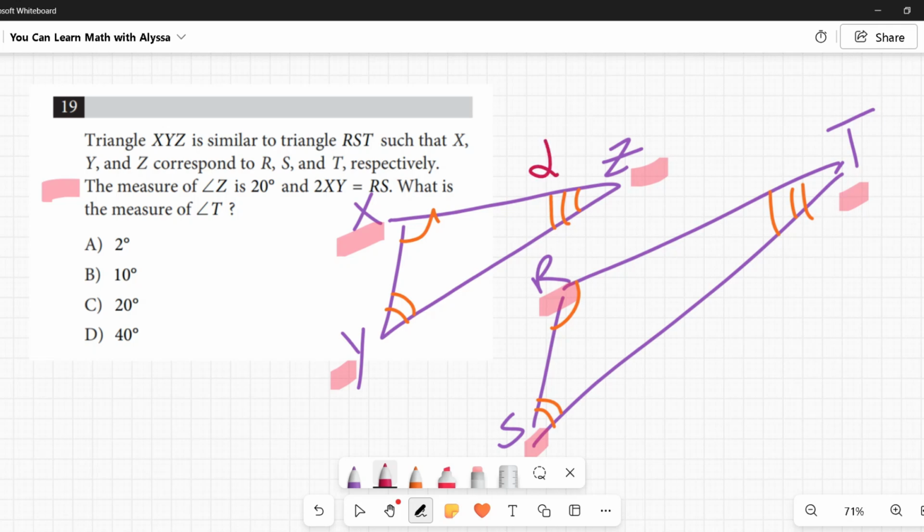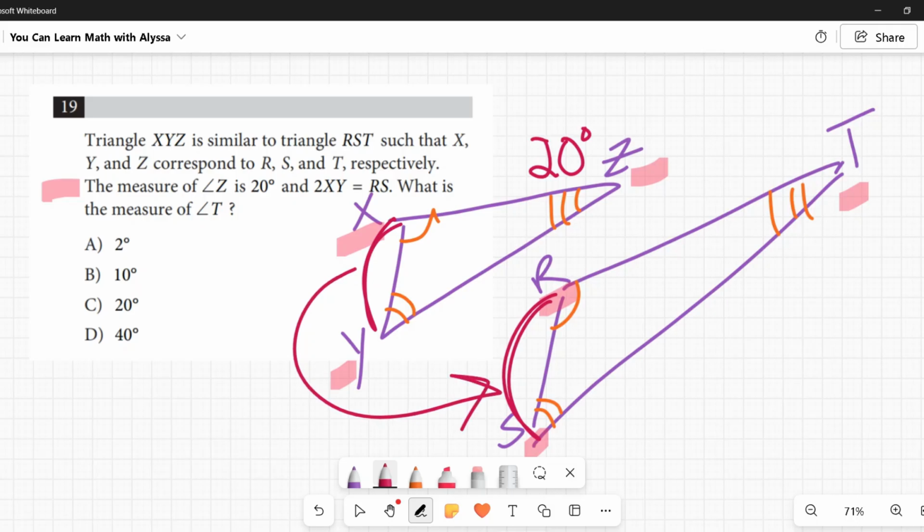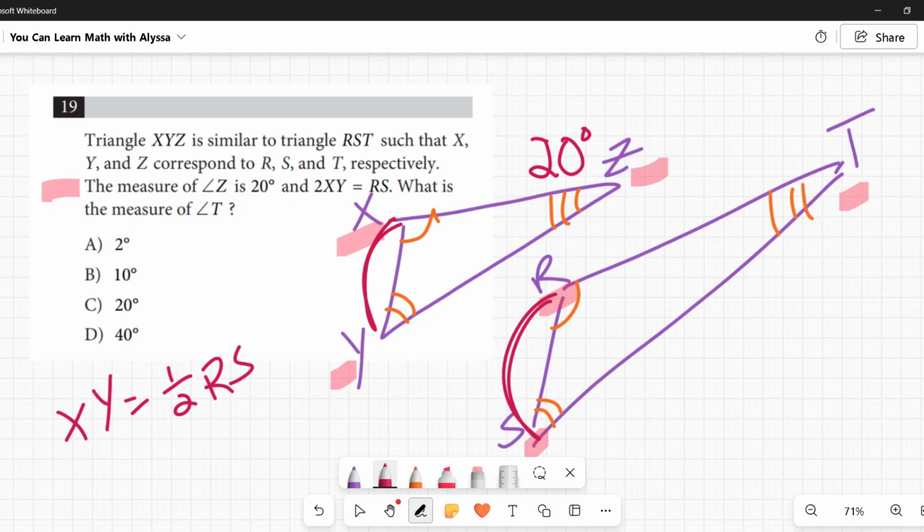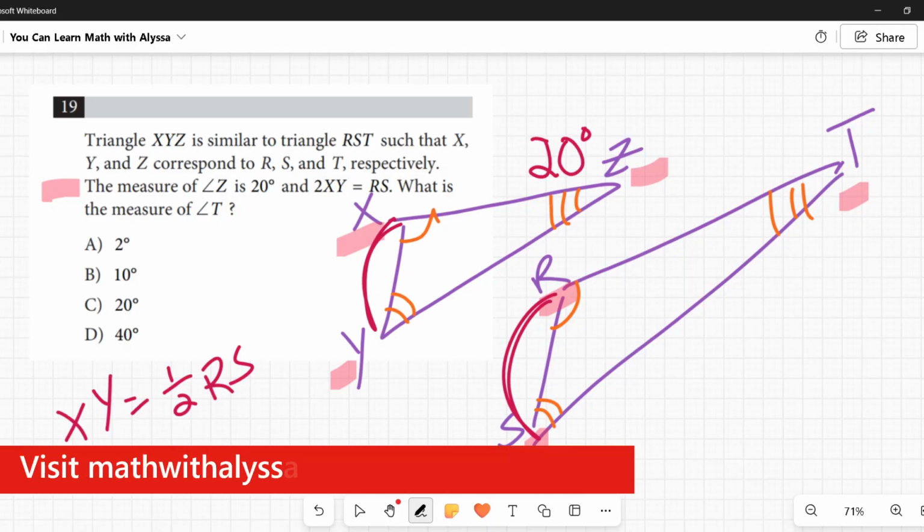The measure of angle Z is 20 degrees. And 2 times XY equals RS. Okay, so that means that XY is half of this, because if I multiply XY by 2, I get to RS. So I know that XY is equal to 1/2 RS. So my RST triangle is twice as big. Do I even need that information though? Spoiler alert, no I don't.